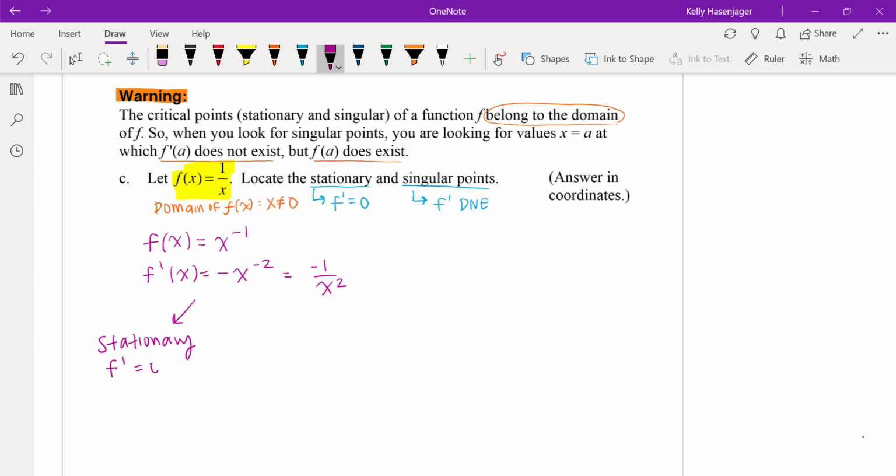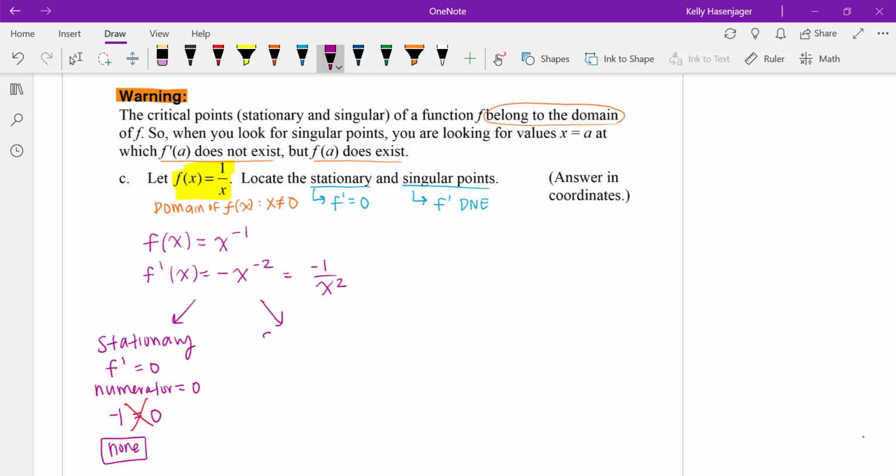All right, now we want to find our stationary point, which is where the derivative is equal to 0. If a fraction equals 0, its numerator is what's equal to 0. So let's set negative 1 equal to 0. Hey, that's not true. We have negative 1, which is a constant, equal to 0. That's never going to be possible. So we have no stationary points.